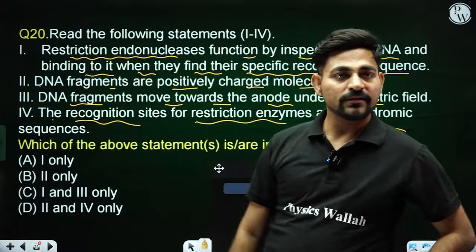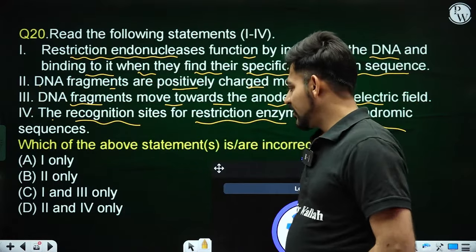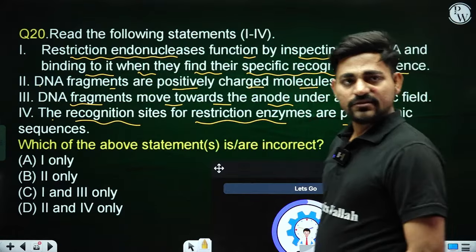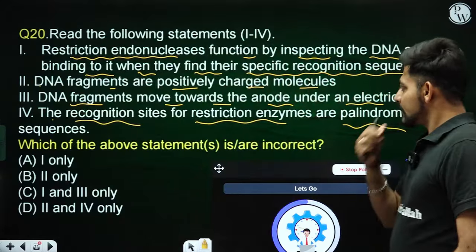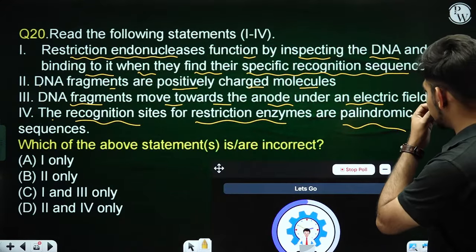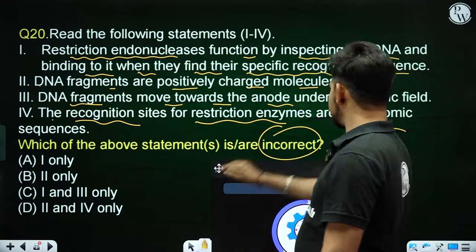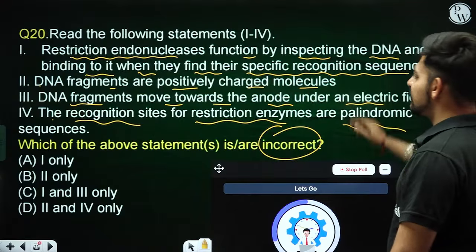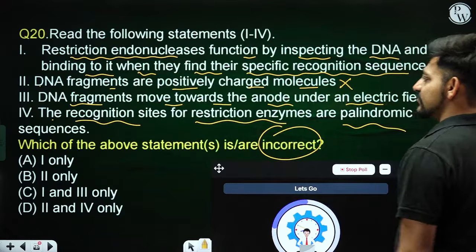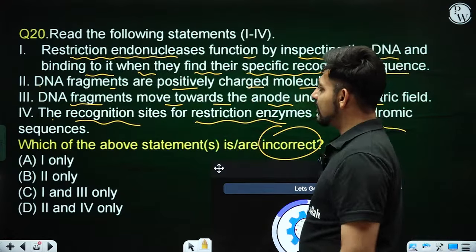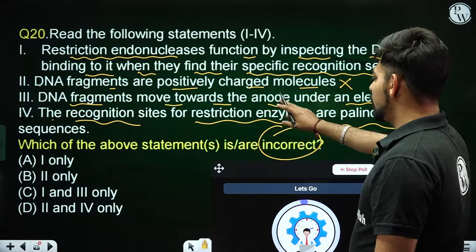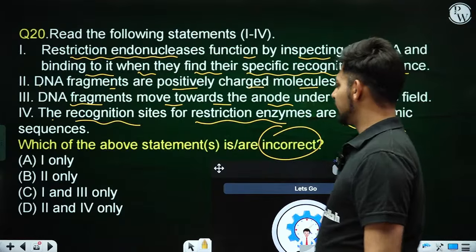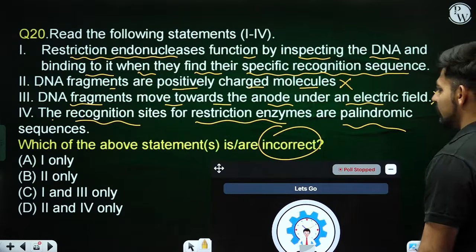Okay. Already Ayush and Dr. Grisma have given the answer as option D. Let me wait for others as well. Okay. So for restriction endonuclease function by inspecting, we have to search for the incorrect statements. DNA fragments are not positively charged, they are negatively charged due to the presence of the phosphate group. DNA fragments move towards the anode. Okay. So this is also false.